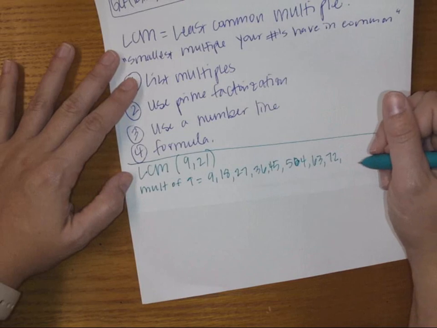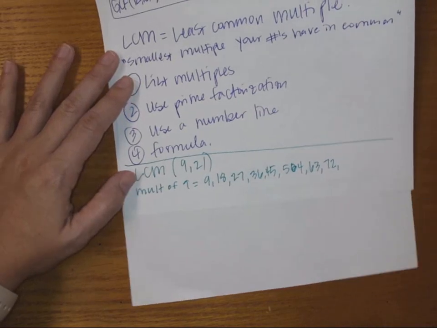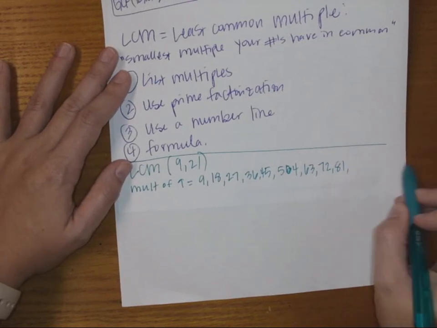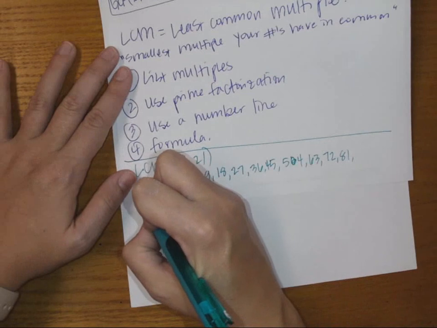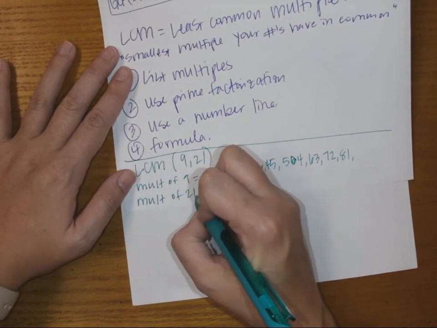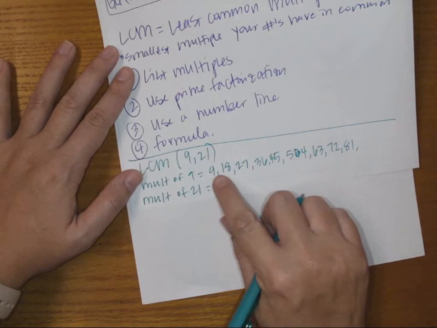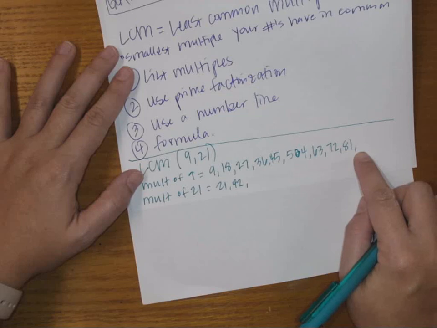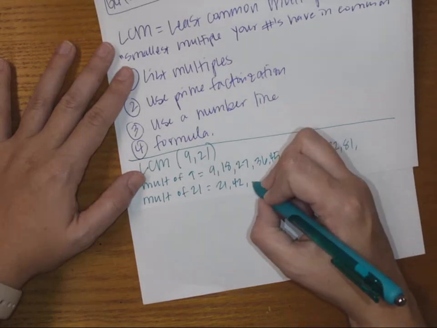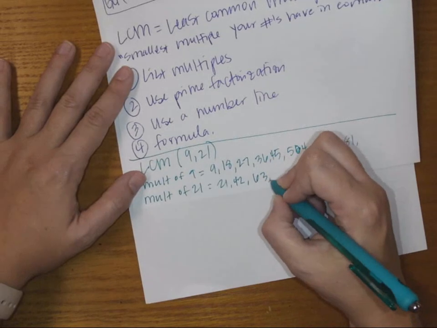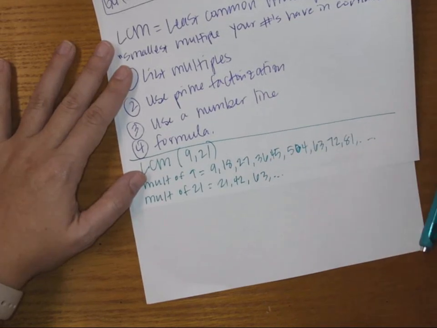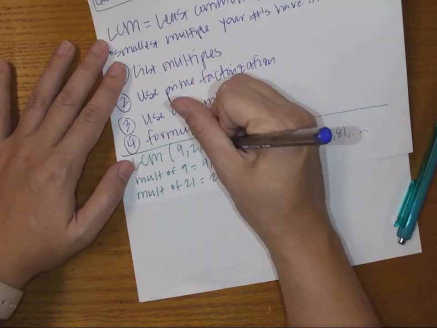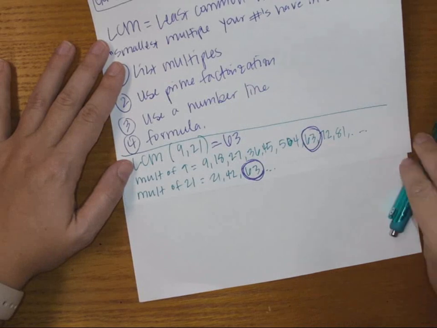There's not really a point where you're supposed to stop. You've got to keep on going until you find the one that they have in common. 9 times 9 is 81, and then I'm going to stop there and I'll keep on going if I need to. So now I list the multiples of 21. So 21 is not one of my options. 21 times 2 is 42, is not one of my options. 21 times 3 is 63, which actually is one of my options. So these keep on going, but I don't need to keep on going because I found my answer. So the number that they have in common is 63, so the least common multiple is 63.